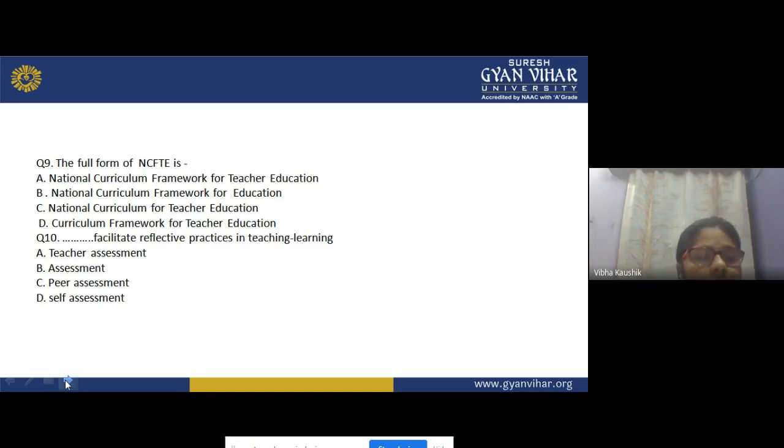The last one: dash facilitates reflective practices in teaching learning. A, Teacher assessment; B, Assessment; C, Peer assessment; D, Self-assessment. The correct answer is teacher assessment.